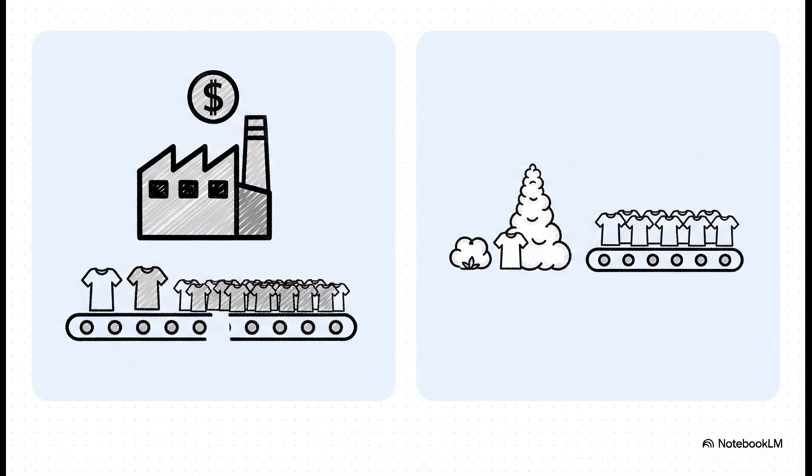Our second way of slicing things is all about how costs behave. You've got fixed costs, like our monthly rent, that stay the same whether we make one t-shirt or 1,000. Then you've got variable costs, like the cotton, which change directly with our activity. The more shirts we make, the more cotton we buy. It's a simple distinction, but it's absolutely crucial for planning.